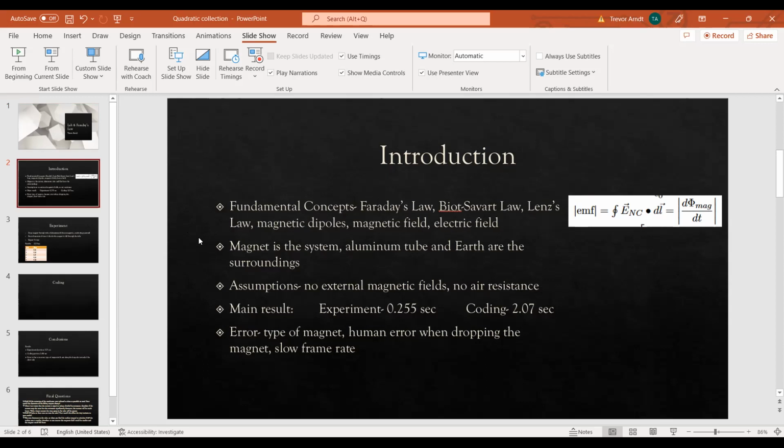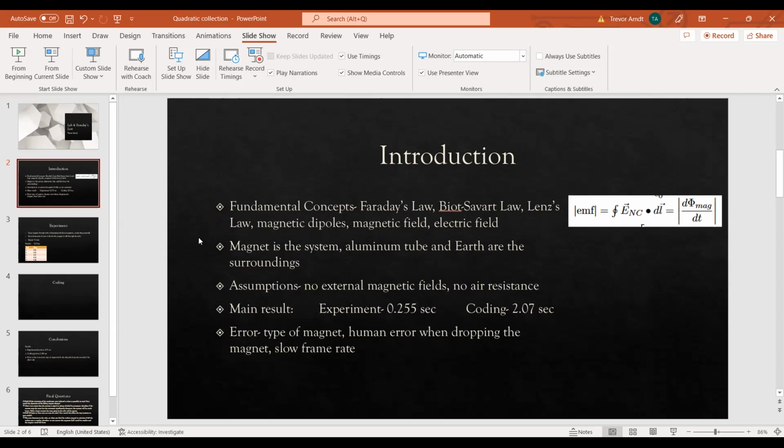I said that the magnet was the system and the aluminum tube and the Earth were the surroundings. I used the assumption that there were no external magnetic fields and no air resistance. My main results were the following. From the experiment, I determined that the magnet fell in 0.25 seconds, but the coding said that it should have taken 2.07 seconds. There's obviously a lot of error there.